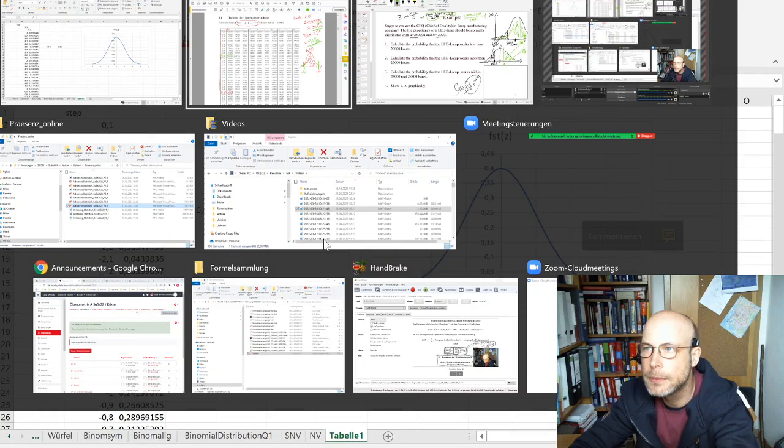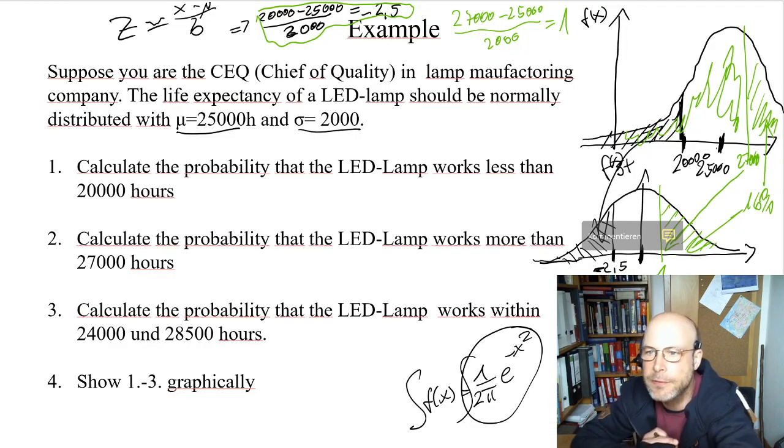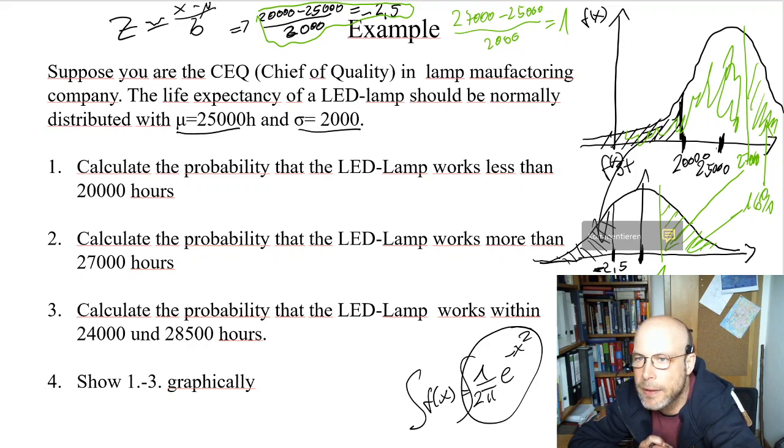Okay, I think one is left. Calculate the probability that LED lamps worked within 24,000 hours and 28,500 hours. How do we do the last question?